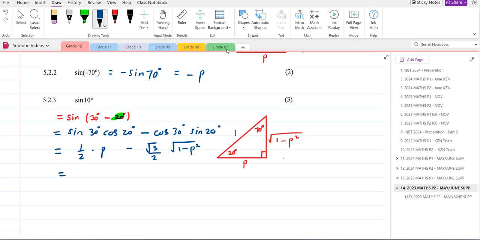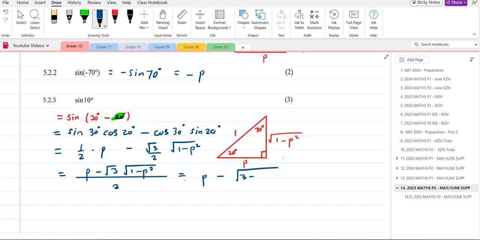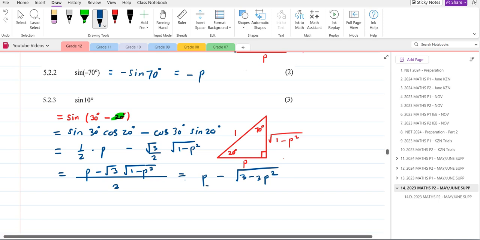What we can see is the LCD is 2. So we got P minus root 3 times the square root of 1 minus P squared, all over 2. If you want, you can combine these two into a single surd: the square root of 3 minus 3P squared, all over 2. I hope you guys understood that.